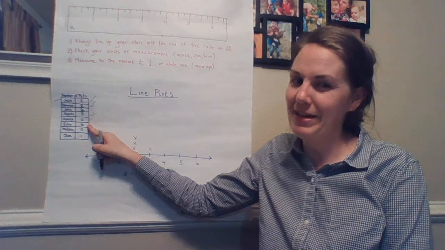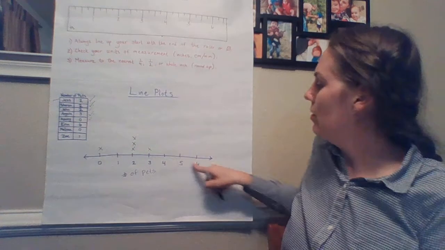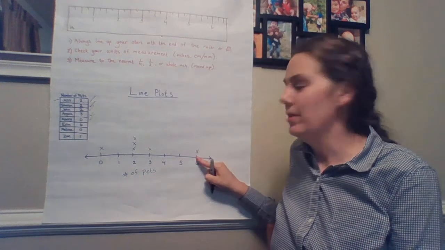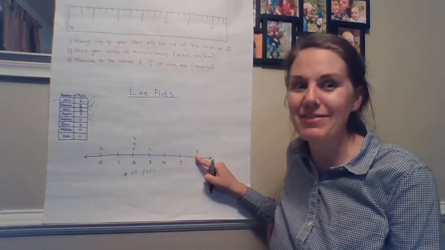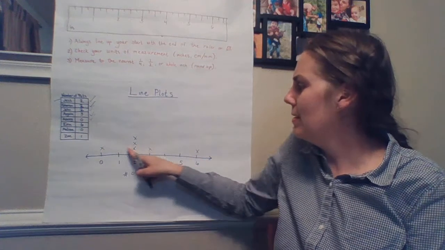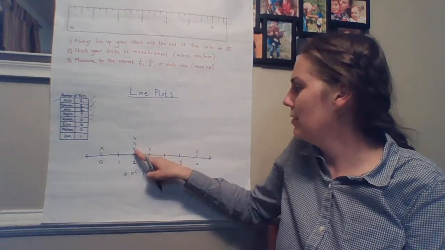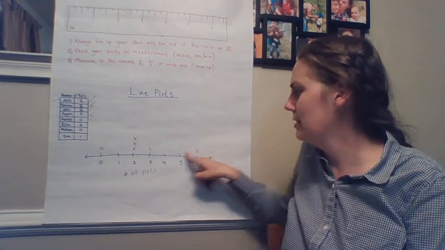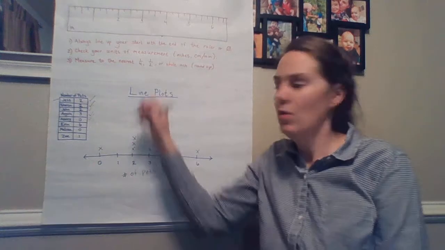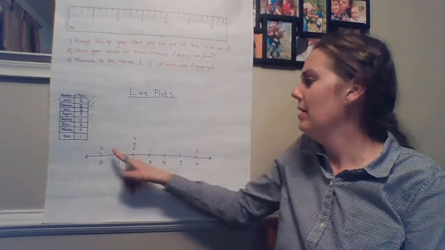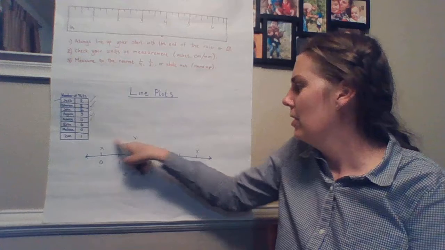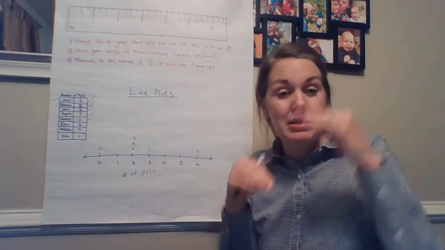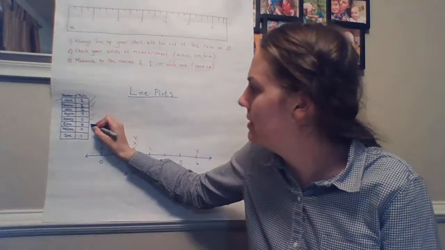Sound like somebody you might know? So I'm going to go all the way to the other end of my line plot and mark 1 X for the 6 pets. Now notice that I'm keeping my X's kind of in a line, so I'm stacking these vertically on top of each other, but I'm trying to keep them all on this imaginary horizontal plane, instead of one being up here and one being down here, so that I can see how they stack up together. Okay, so that's Erin's 6 pets.